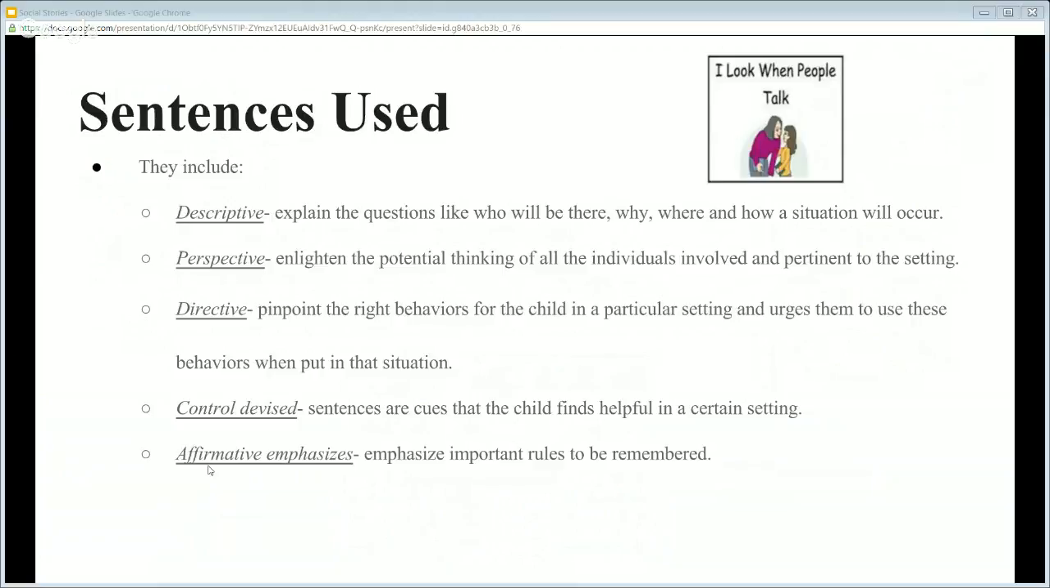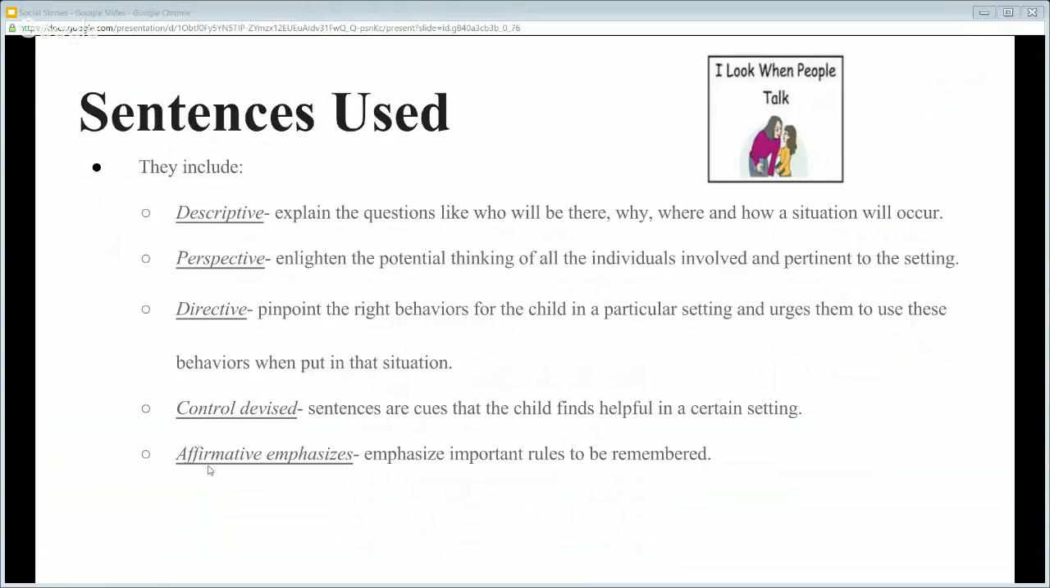Then we have control sentences, and those sentences are cues that the child finds helpful in a certain setting. So they're just telling an individual to look for certain cues to know that they're in that situation where they need to use that behavior.